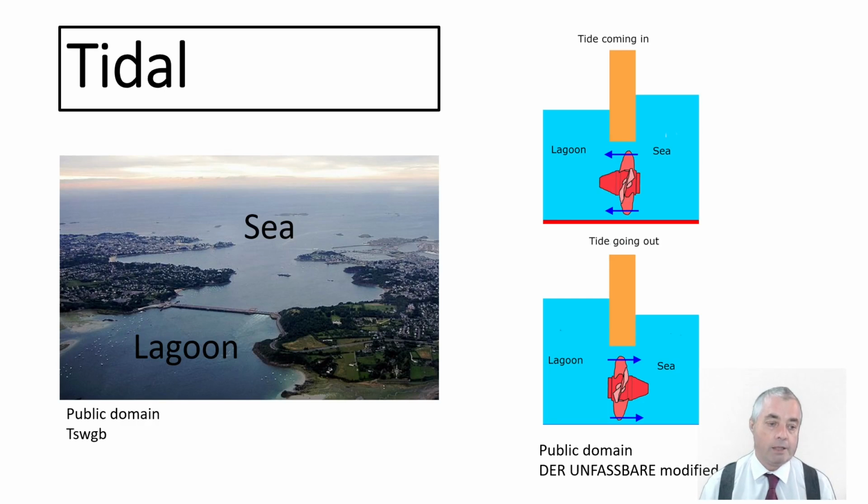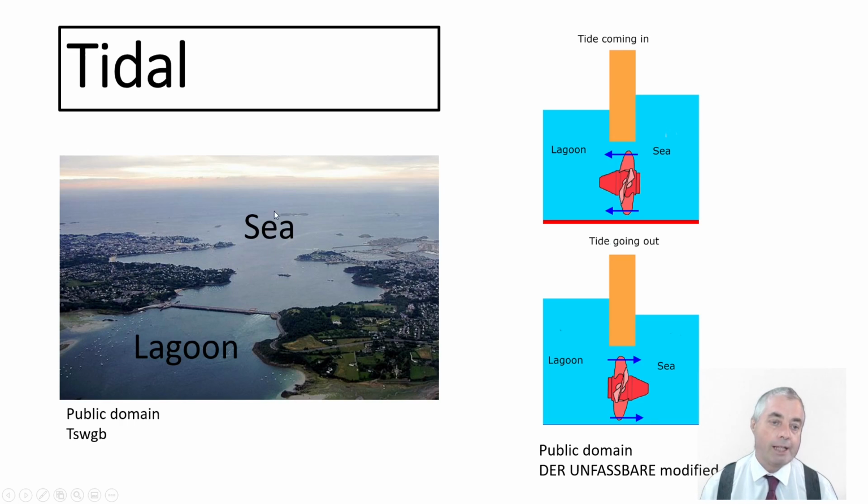Let's talk about tidal. Now, tidal is very similar to hydroelectric, except the idea with tidal is you have an estuary, which is where a river meets the sea. And what you can do at an estuary is you can build a barrier across the estuary. And then you create behind that barrier what's called a lagoon. And obviously on the other side of the barrier, we've got the sea.